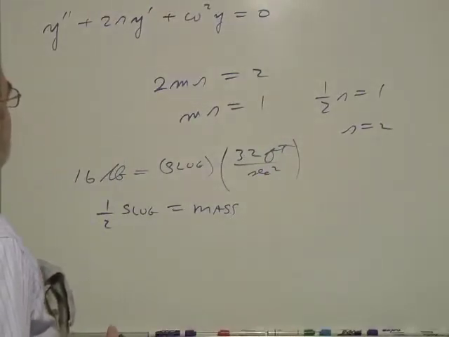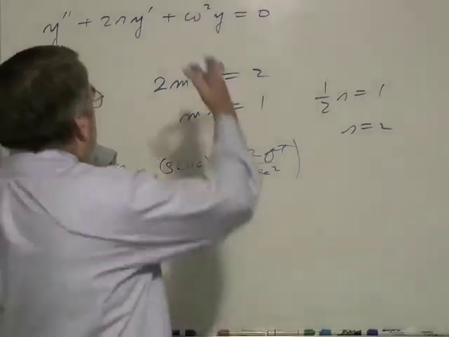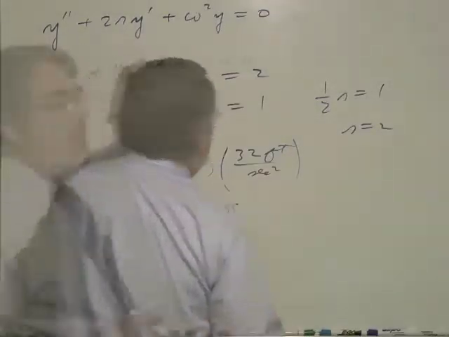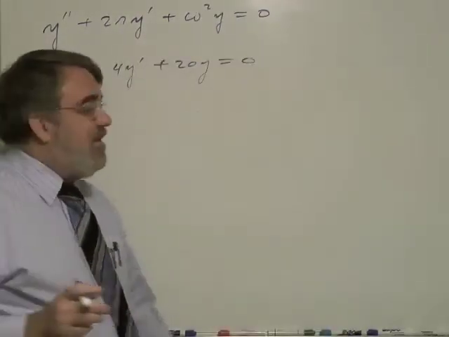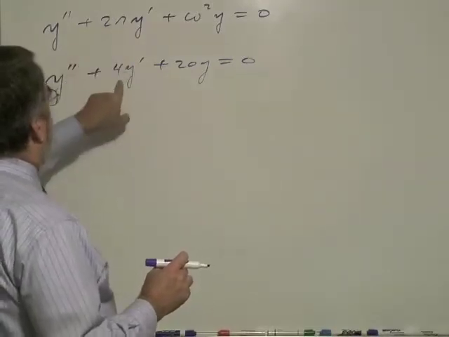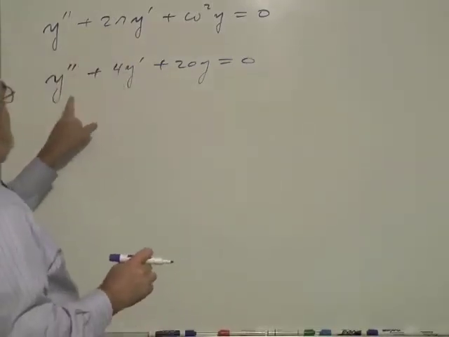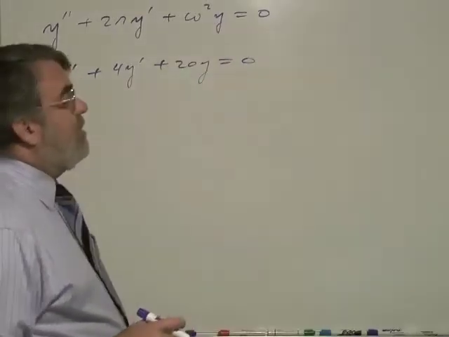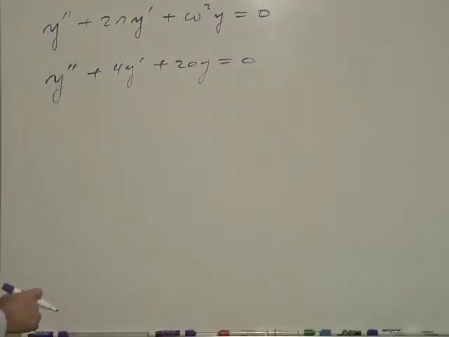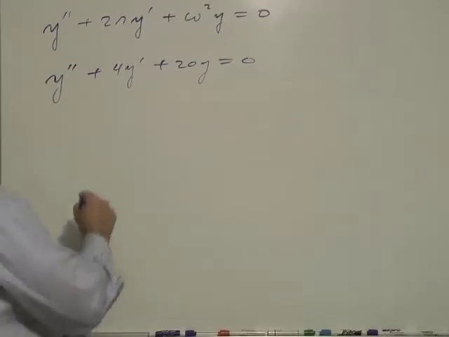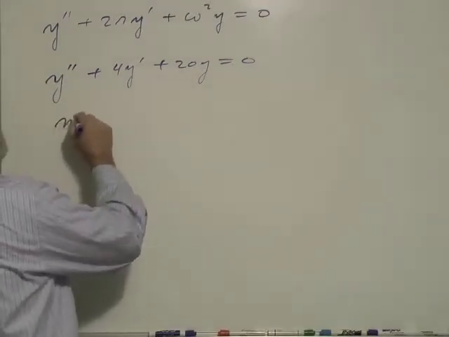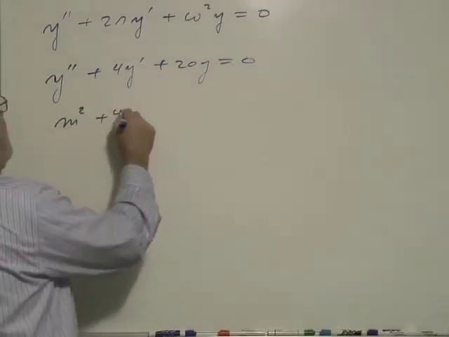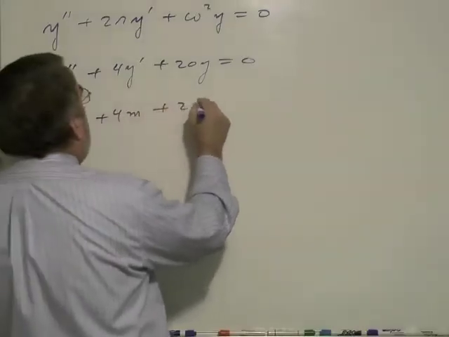Alright, so let's plug our numbers in up here and we'll work this out. R was equal to 2, so this gives us y double prime plus 4y prime, omega squared was 20, plus 20y equals 0. So there we go. Let's solve this equation. The characteristic equation is m squared plus 4m plus 20 equals 0.